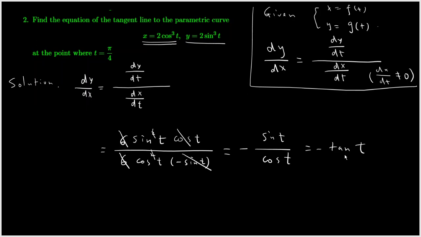This is a function of t. This is not the slope we are looking for. Anybody want to tell me the slope? The slope at a particular value of t has to be a number. We need the number. So the slope is actually computed using the derivative of y with respect to x at a particular t value. Because the point is determined by the t value of pi over 4, we need the derivative of y with respect to x when t is equal to pi over 4.